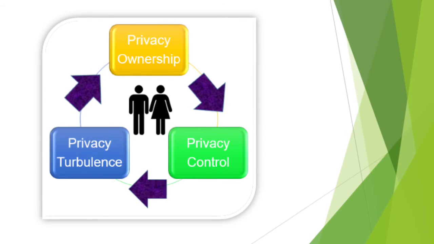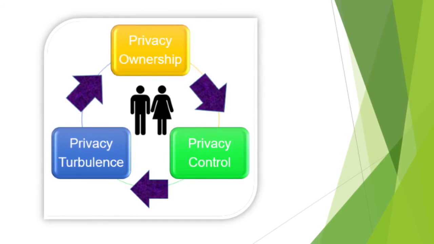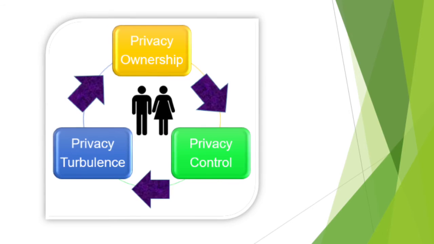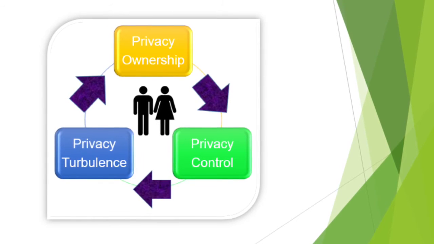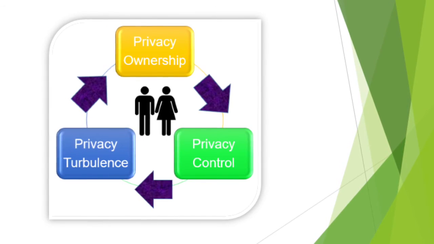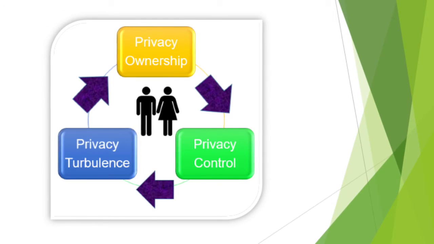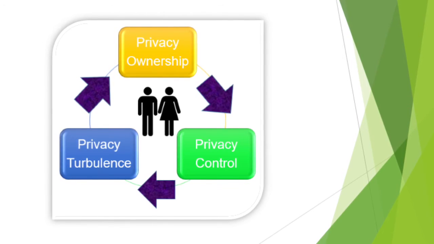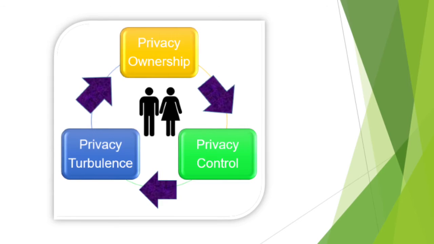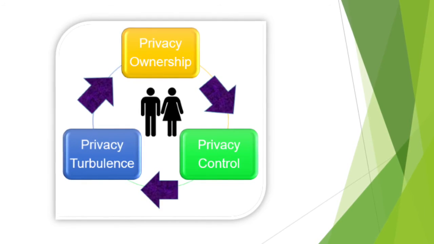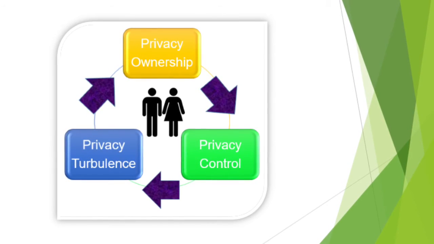Here we can see a visual representation of the CPM theory. It all revolves around two people, and one of them having private information, which is privacy control. Since the individual is the only one who knows it, he or she has total control over it.